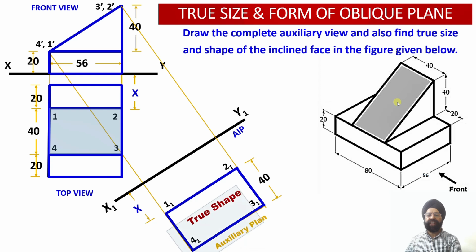Now we can also shade this. After you shade this, it means that we are talking about this cut section for which the true shape has been obtained in the auxiliary plane which has been developed onto the auxiliary inclined plane. So this is the complete discussion regarding the procedure to obtain the true shape and size of a section surface which has been cut by an auxiliary inclined plane.